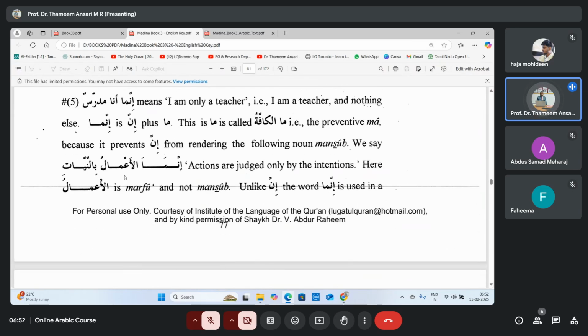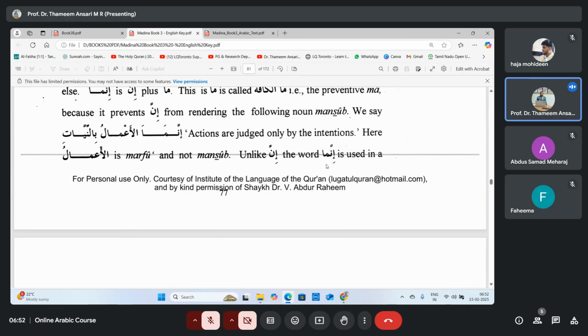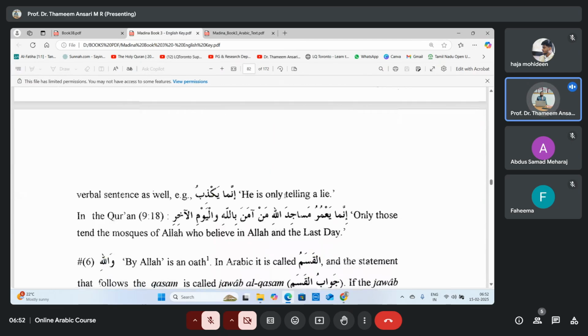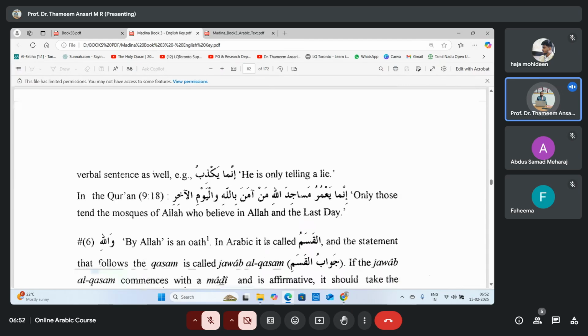We say innamal a'malu binniyat. Actions are judged only by the intentions. Here al-a'malu is marfu and not mansub. Unlike inna, the word innama is used in a verbal sentence as well. Example, innama yakzibu, he is only telling a lie. In the Quran, innama ya'muru masajid Allahi man amana billahi wal yawmil akhiri. Only those tend the mosques of Allah who believe in Allah and the last day.